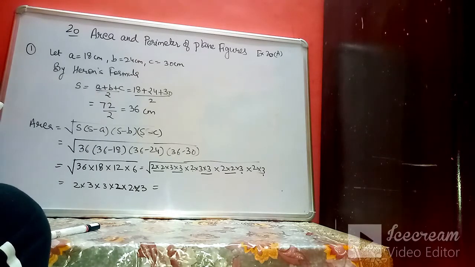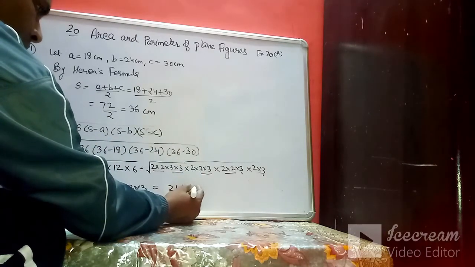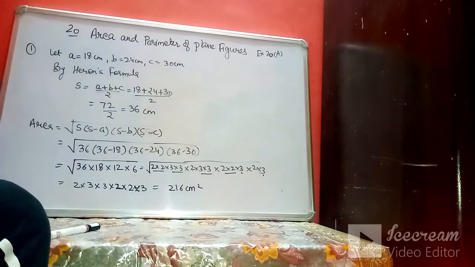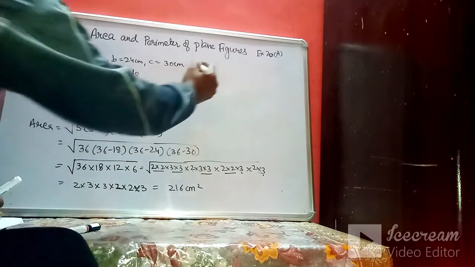Now we will calculate the value. So our value will be 216 centimeter square. Okay, so this is the area of the triangle. Now the next thing that is asked in this: also find the length of the altitude corresponding to the largest side of the triangle. So we have to find the length of the altitude.